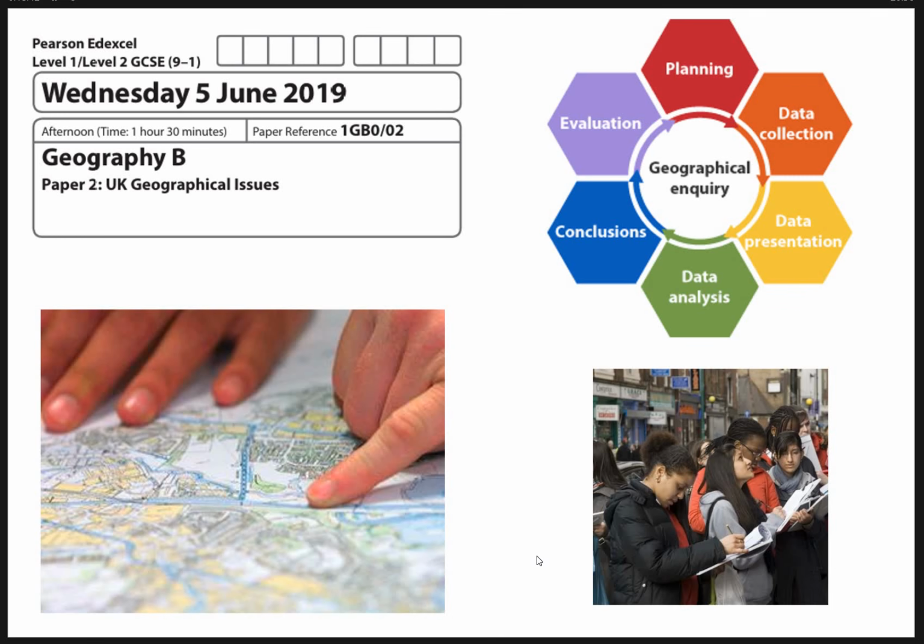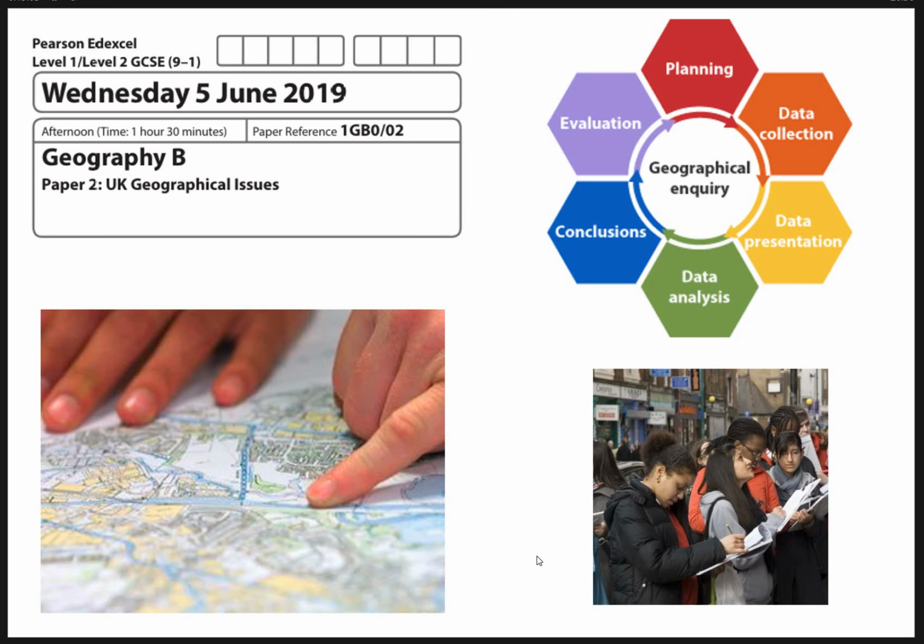Okay, so we're going to do some questions from another paper from 2019. And at the top right hand side you can see the process in geographical inquiry, starting with planning, collection, presentation, analysis, conclusions and evaluation. So that's the model for geographical inquiry. If you're not familiar with that, please get familiar with that. That's something you need to know and understand.